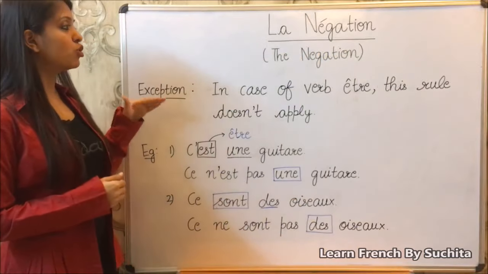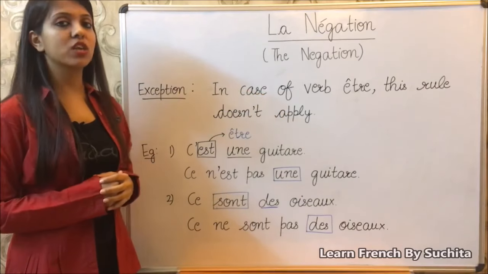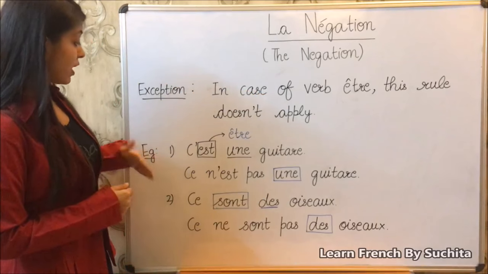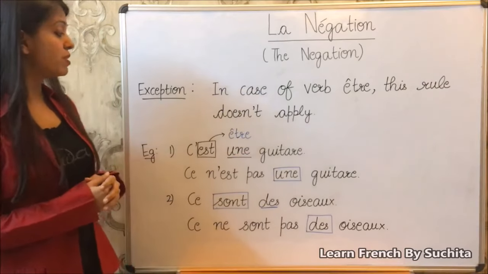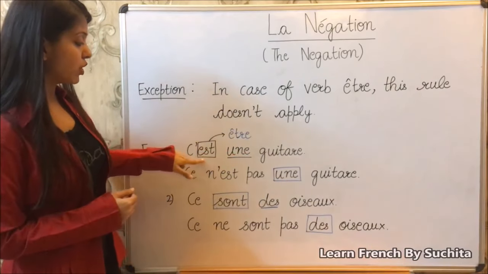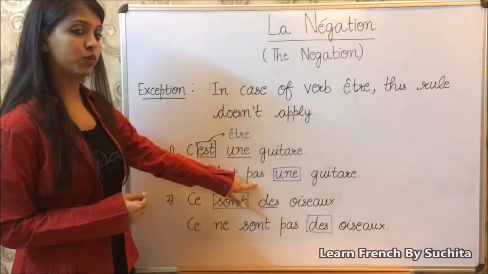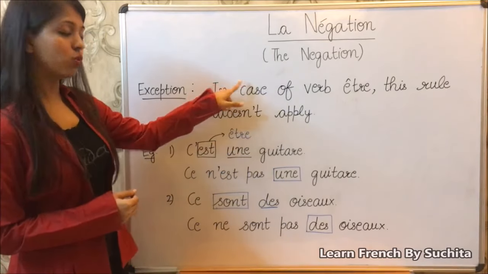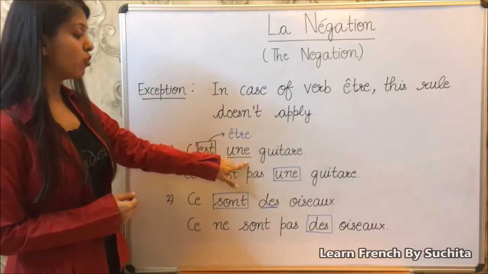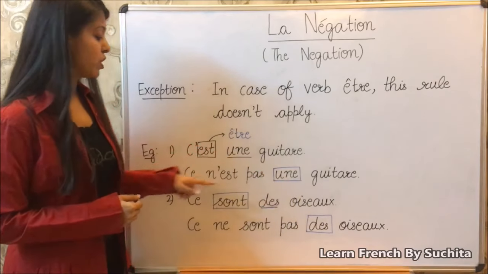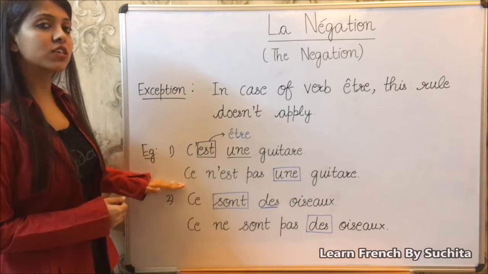Now we'll study the exception of the previous rule that we have just studied. In case of verb être, this rule does not apply. We'll understand this with the help of example. The first example is c'est une guitare, which means what? This is a guitar. Now the verb is over here. We'll apply n apostrophe before the verb and pas after the verb. Now une, according to the rule, should have been de over here, but since it is the verb être, so une will remain une. It will not change into de. So c'est une guitare, ce n'est pas une guitare. This is a guitar, this is not a guitar.